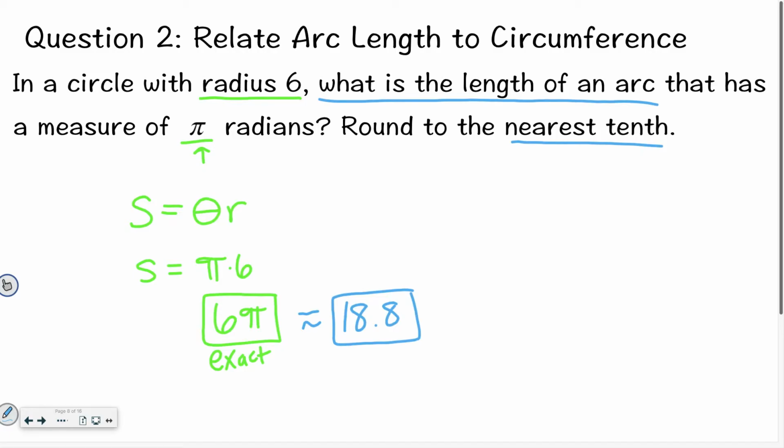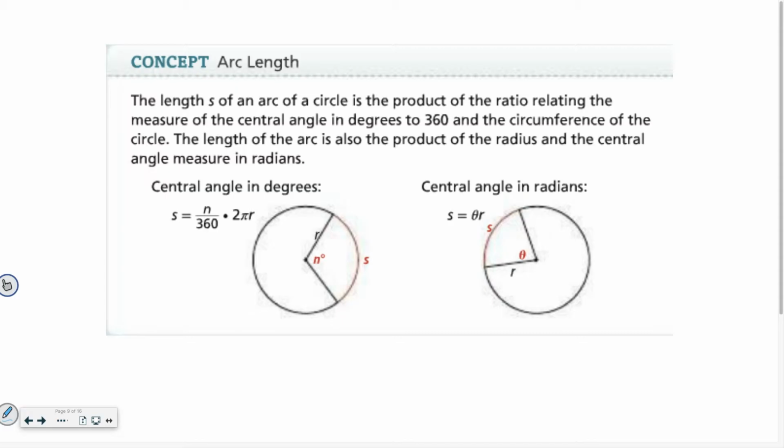You can't just be like, ooh, I'm being sneaky. Miss Johnson will never know if I use 3.14 instead of the pi key. Trust me, I will know. And you will not like your resulting grade.